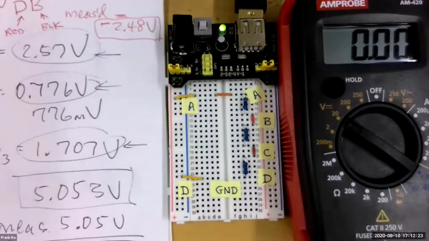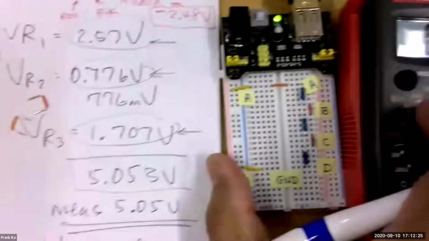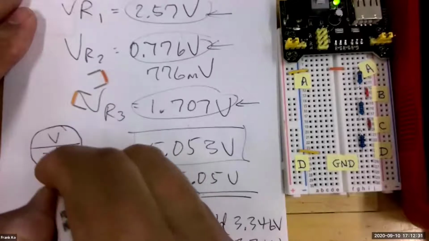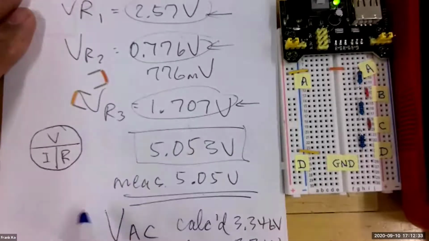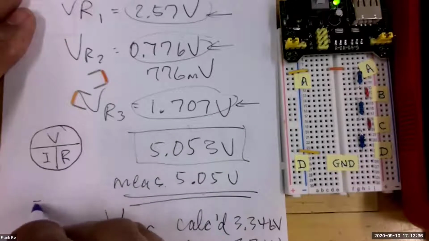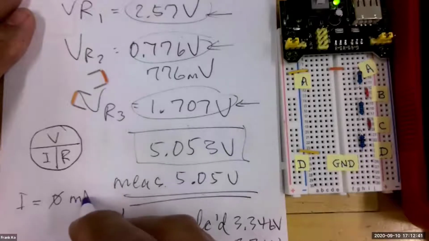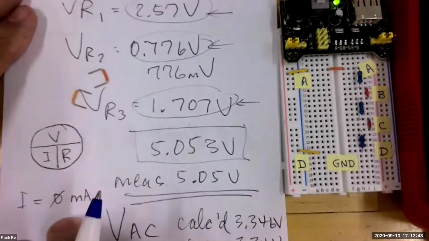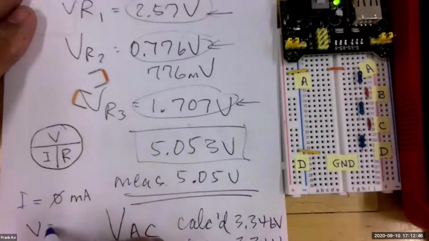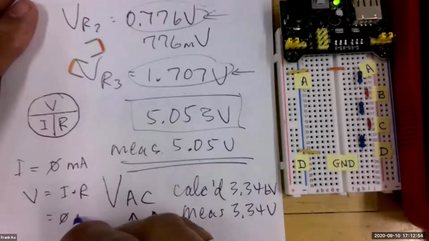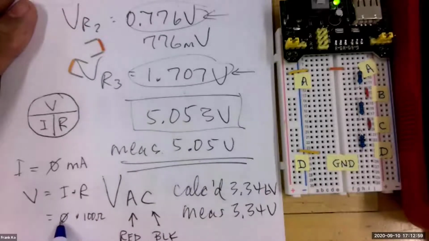Because if you think about Ohm's law, V, I, and R, if I is equal to 0 amps, 0 milliamps, then if there's no current, V is still going to be equal to I times R, right? Isn't V going to be equal to 0 times whatever my ohms are? Let's say it's 100 ohms. What's 0 times 100?